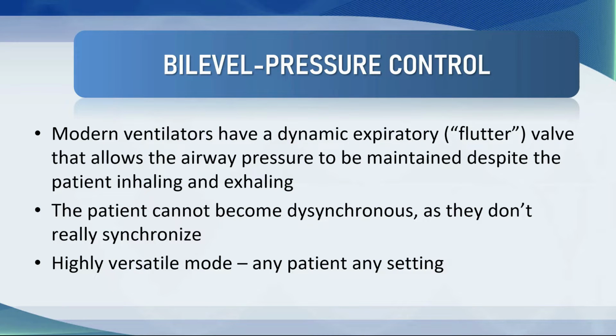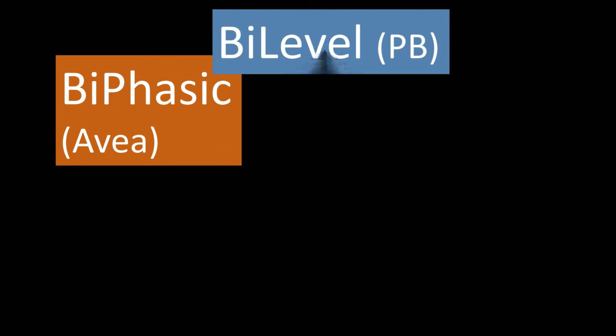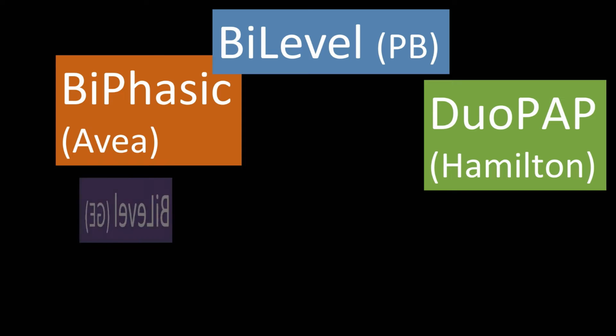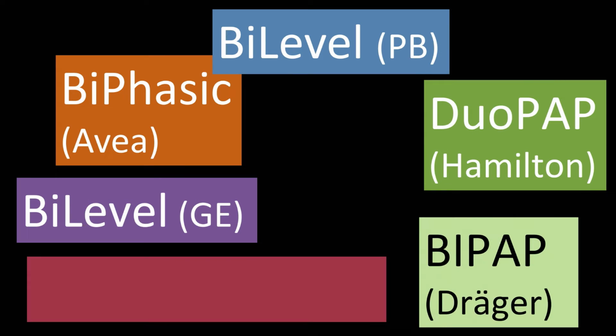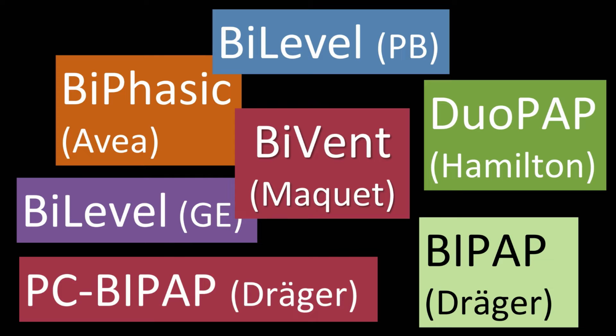So assuming that I convince you to use this mode, you go to your ventilator and you go, well, where is this? And the problem is that every ventilator has a different name for this mode of ventilation. A couple of them, GE and Puritan Bennett, call it Bilevel. Draeger calls it both BIPAP and PC pressure control, BiPAP. Avia call it biphasic. Hamilton call it DuoPap, and Maquet call it Bivent.